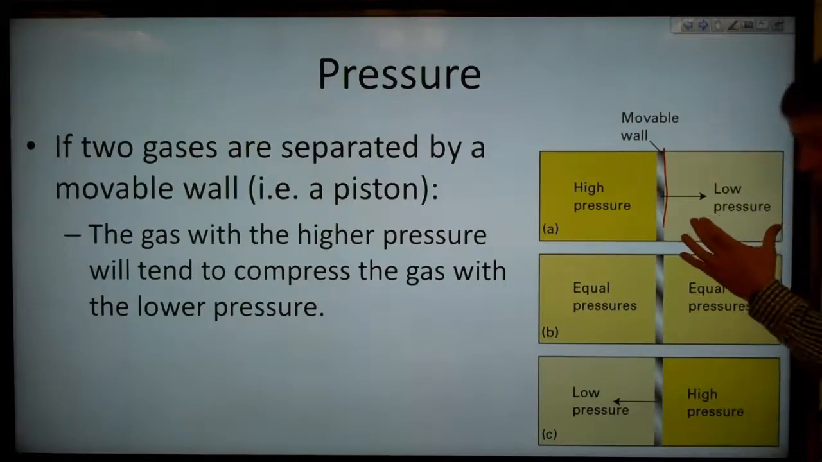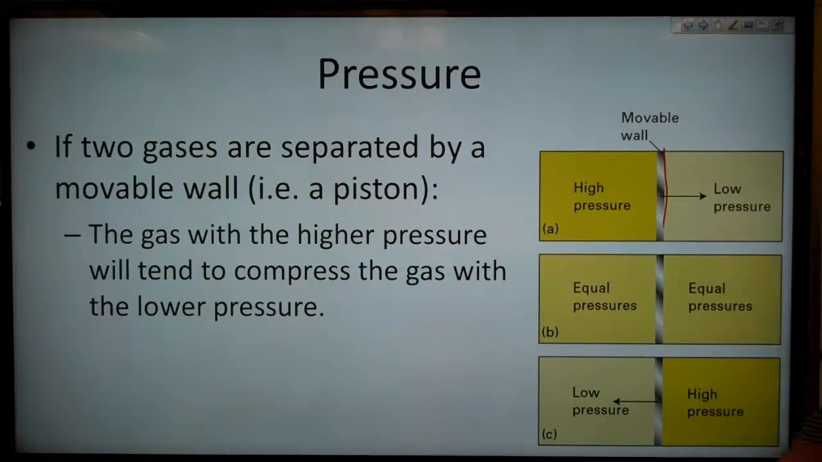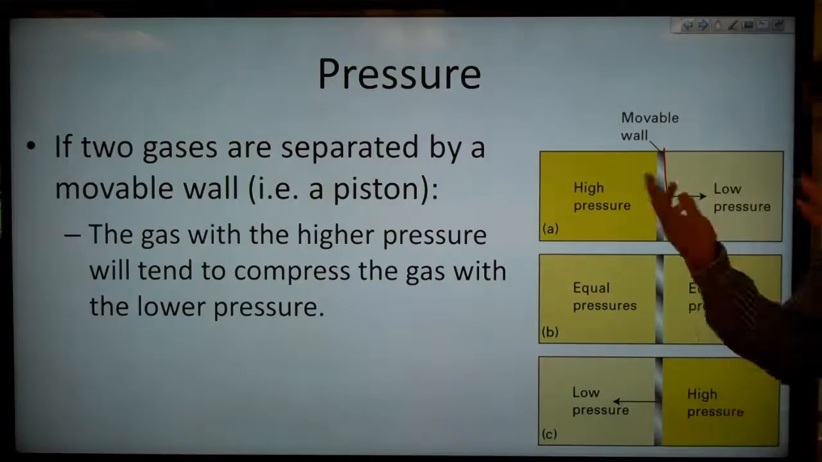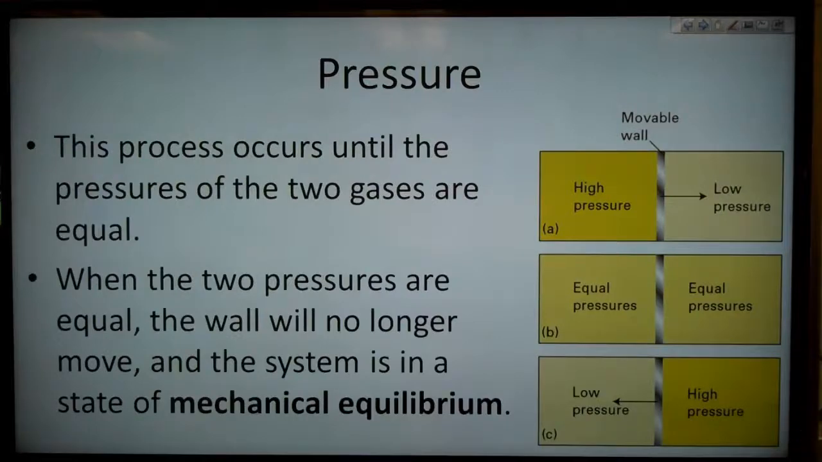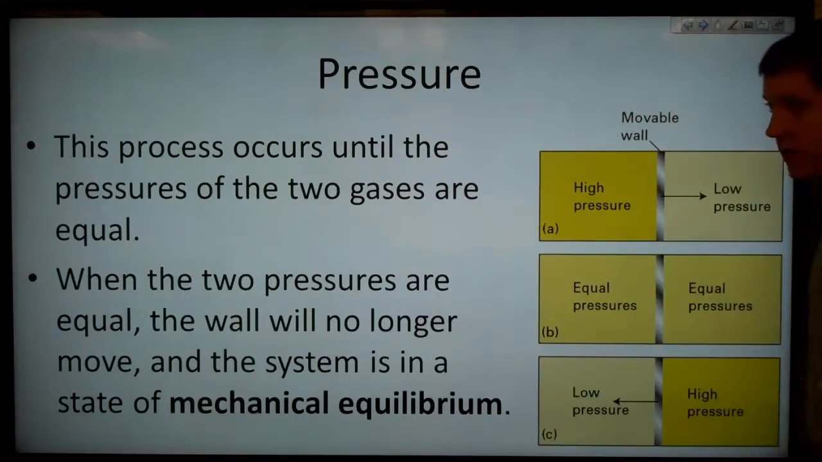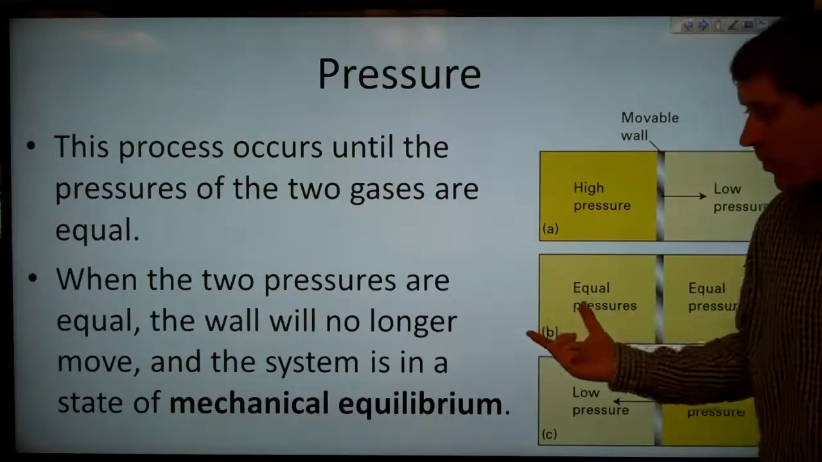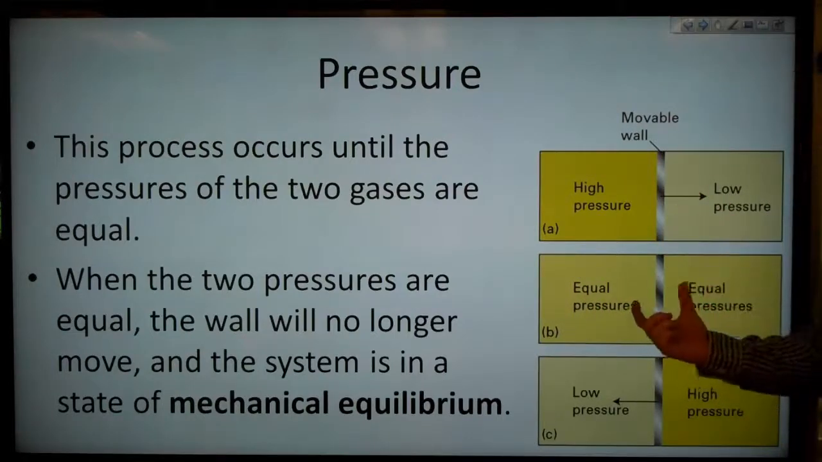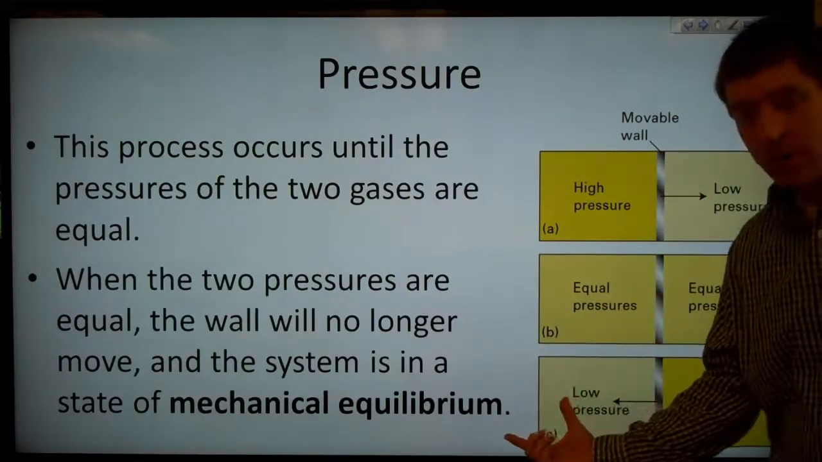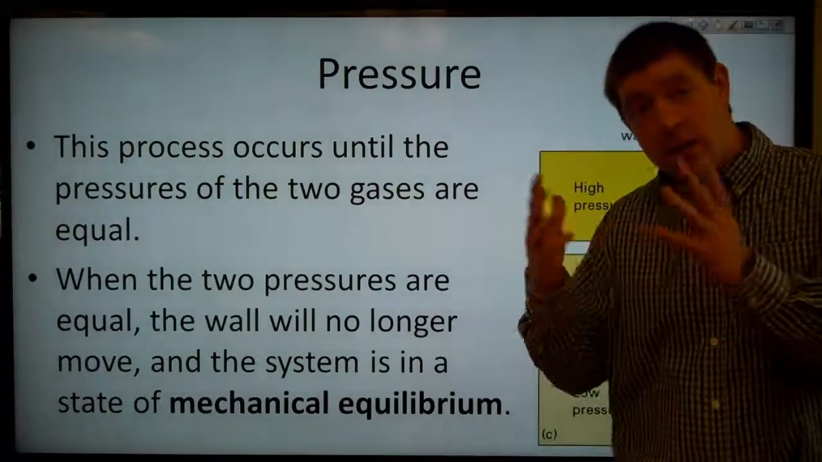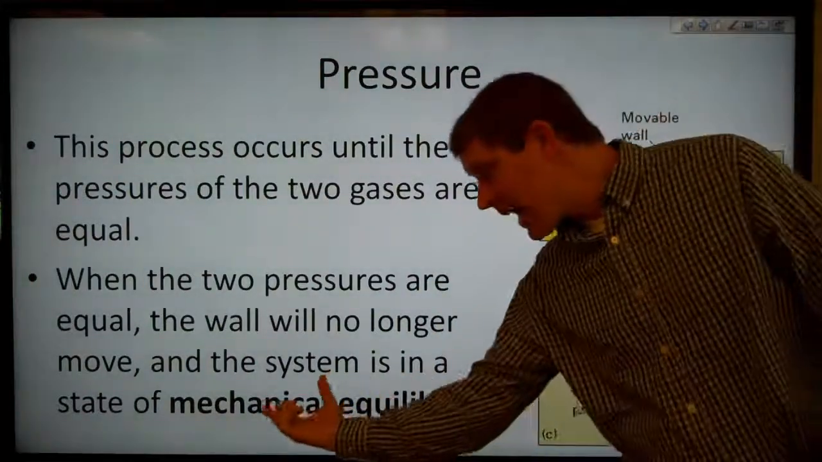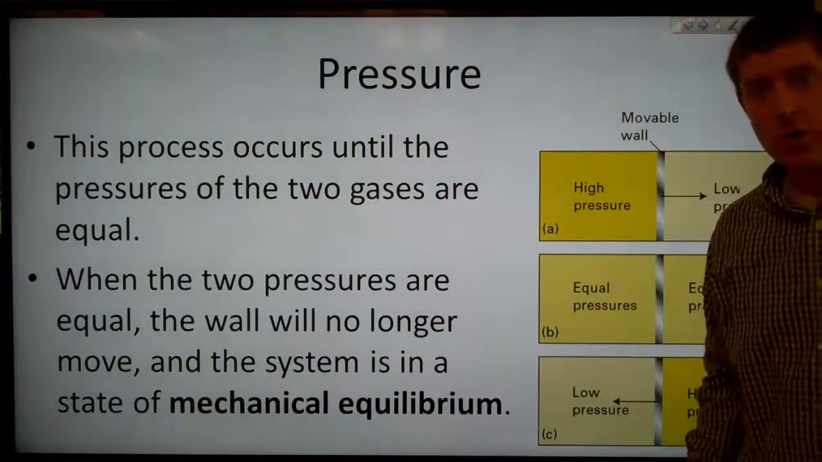That will also cause the lower pressure gas to rise until they have equal pressures, and then there's no expansion or compression of either one anymore. So the expansion occurs until the pressures of the two gases are equal. And when the two pressures are equal, the wall won't move anymore, the piston doesn't move, and our system is in a state of mechanical equilibrium. Equilibrium meaning that nothing is essentially changing over time, and mechanical equilibrium meaning that the wall isn't going to move mechanically anymore.